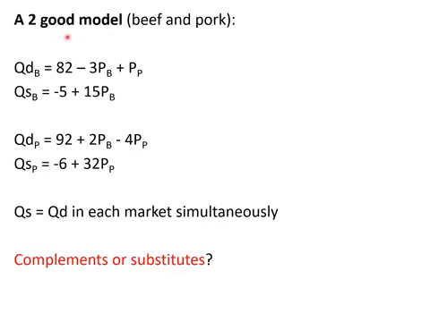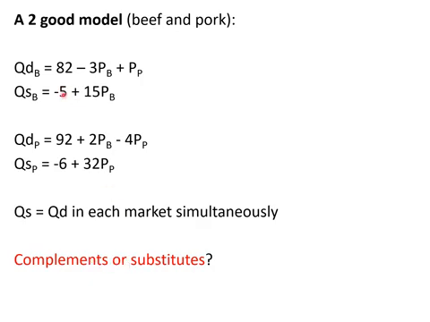In this example, we extend our analysis slightly because we're now going to look at two goods, beef and pork, and we want to identify equilibrium such that both of the markets are in equilibrium simultaneously. So we've got here demand, supply for beef and demand supply for pork. And you are asked the question, are these goods complements or substitutes?